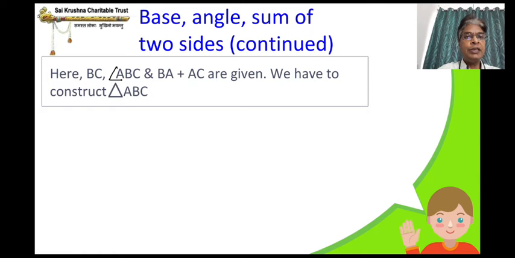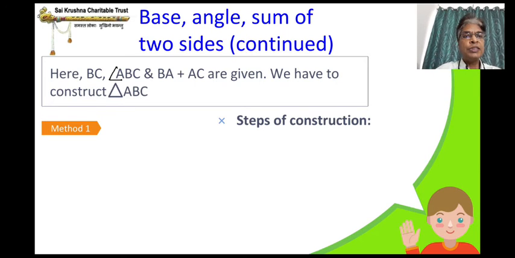So here if you see, one side is given, BC is given, angle ABC is given, BA plus AC are given. So what you can do in your geometry box, you can measure anything. You can just take 5 centimeters, BA plus AC equal to 10 centimeters. You take BC equal to say 7 centimeters, angle ABC equal to 30 degrees. You take anything and then start constructing as and when every page is ending.